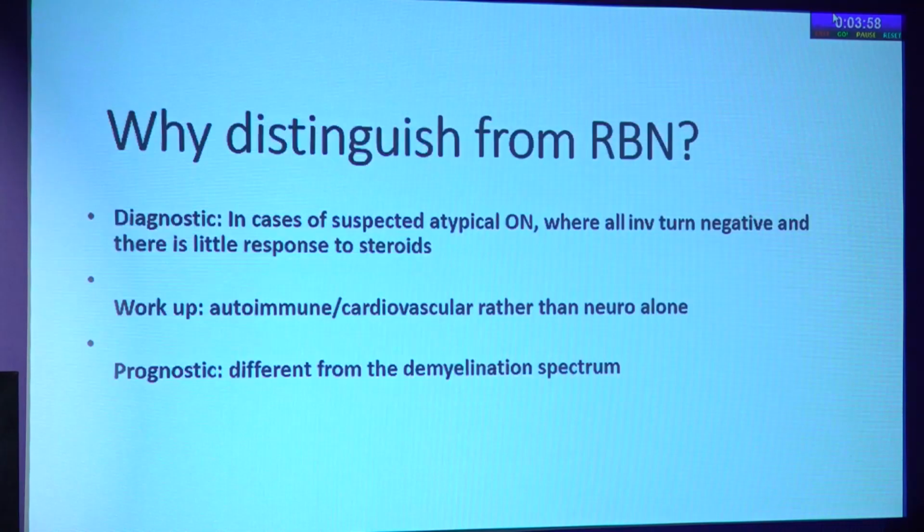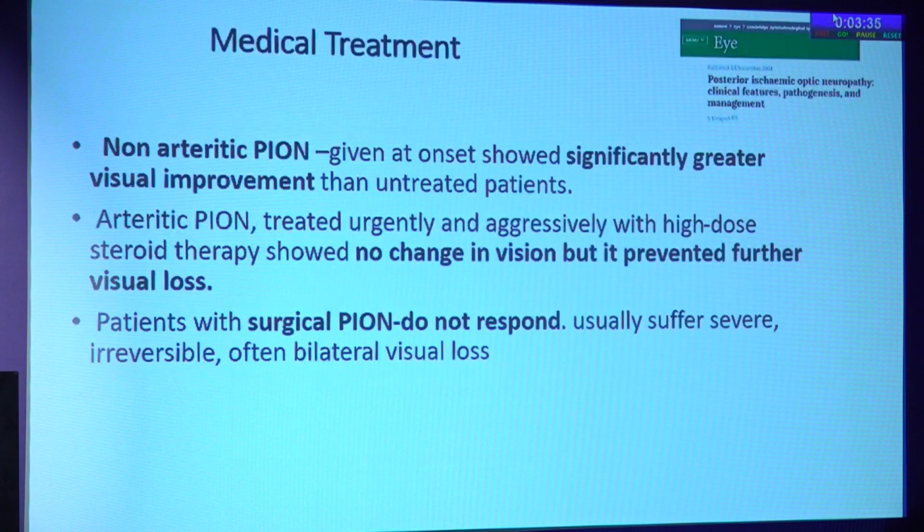Why should we be aware of this? It's not only for the diagnosis, but the workup and the prognosis are very different. In optic neuritis, we may do an autoimmune battery of investigations, whereas in the other, it is usually a vasculitis we have to exclude, and a complete cardiology evaluation is a must. And prognosis also is very different.